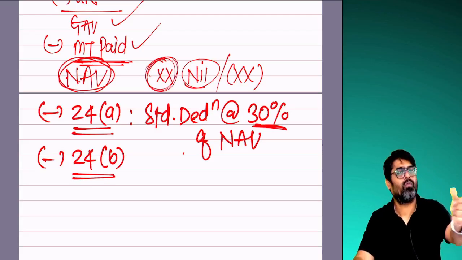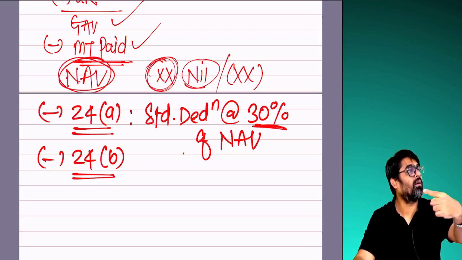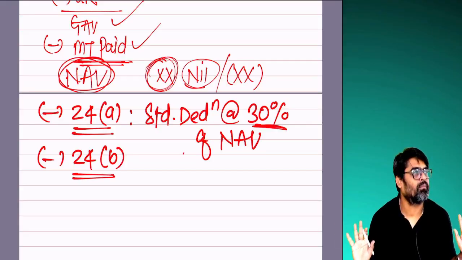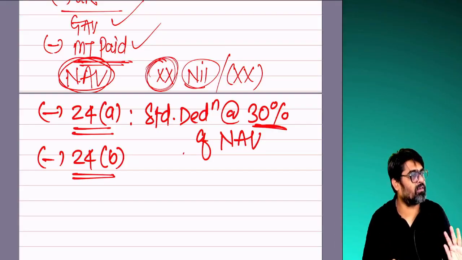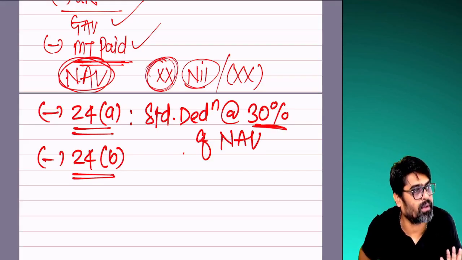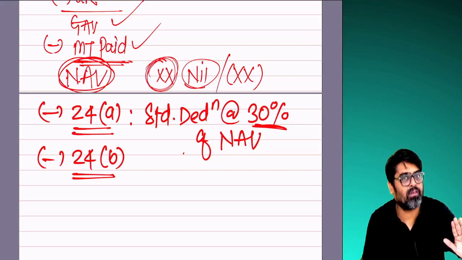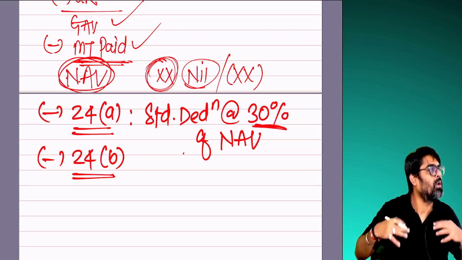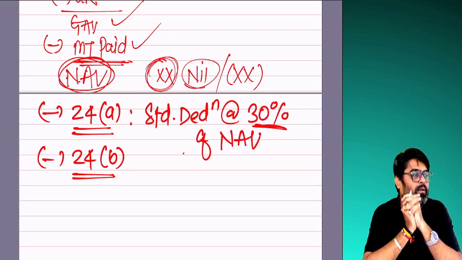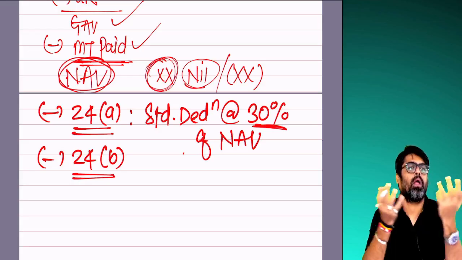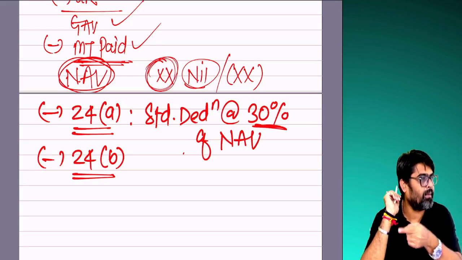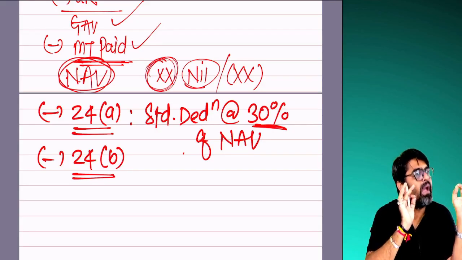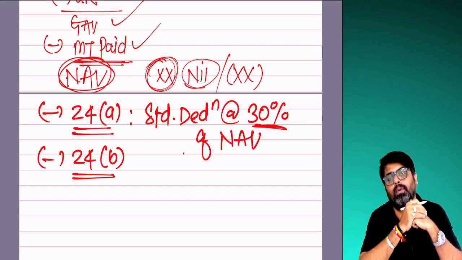Do one thing, forget all the expenses. Take a flat deduction of 30%. That is sufficient to cover all the expenses which you might have incurred for your property. Don't claim the expenses of your property separately. To cover those expenses, we are going to give you 30% standard deduction. Now somebody will say, sir, my expenses are more, still you are going to give 30%.